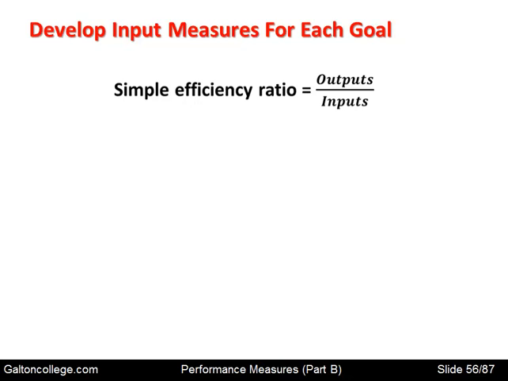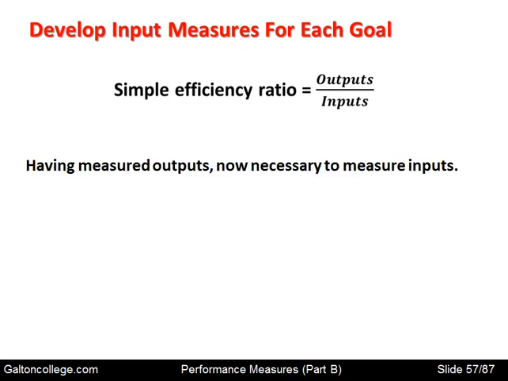Sometimes we might just do it on big aggregates. Look at the total number produced, the total number of cars produced, and the total amount of workers employed, or the total amount invested, the total amount of capital in the car industry. These might give us rough indicators, but really it's very difficult to measure these. So having measured outputs, if we can measure outputs, now necessary to measure the inputs.